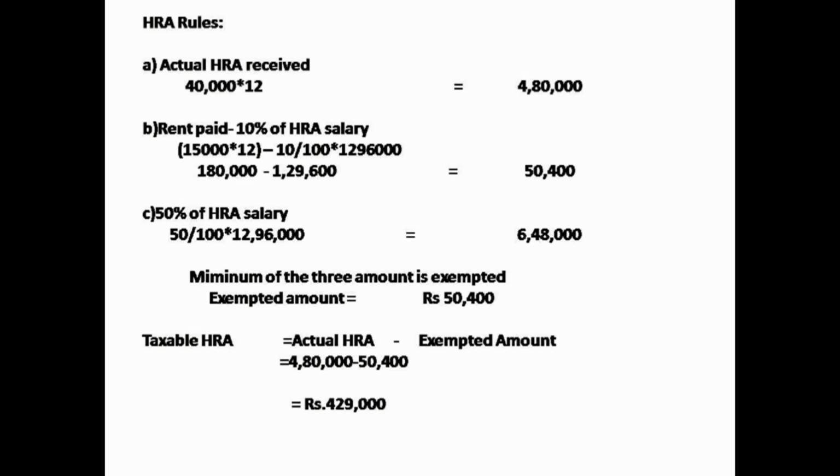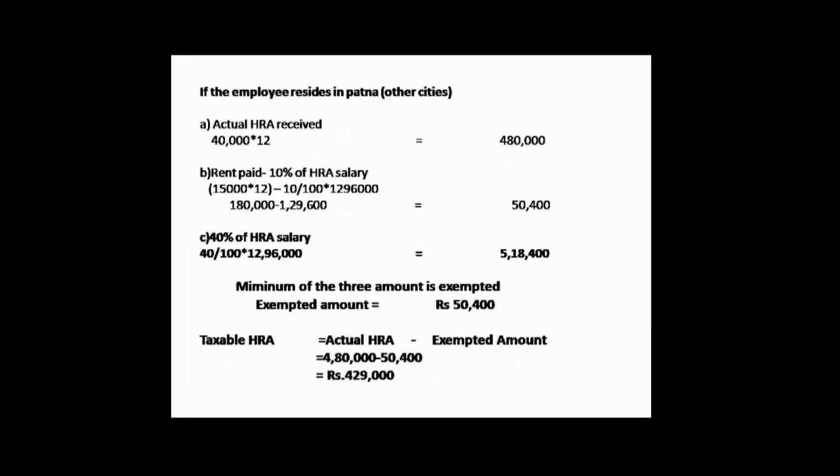Now we have to find out the taxable HRA. Taxable HRA is nothing but actual HRA received by the employee minus the exempted amount, that is the minimum amount. So the actual HRA he has received is 4,80,000, the first rule, rule number A, minus the exempted amount we just calculated, 50,400. So we'll be getting the taxable HRA as 4,29,000.